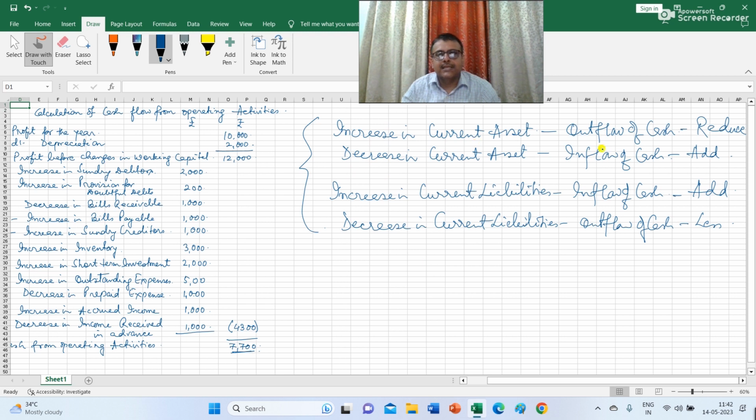Increase in current asset, it represents outflow of cash. Decrease in current asset, it is an inflow of cash. Increase in current liability, it means inflow of cash. And decrease in current liability, it means outflow of cash.